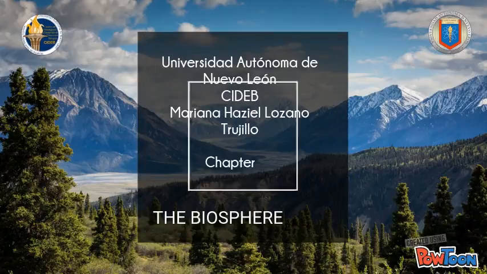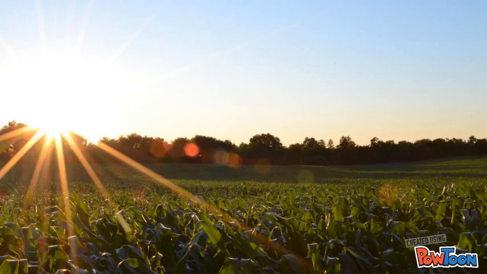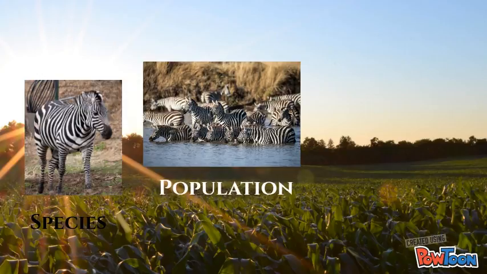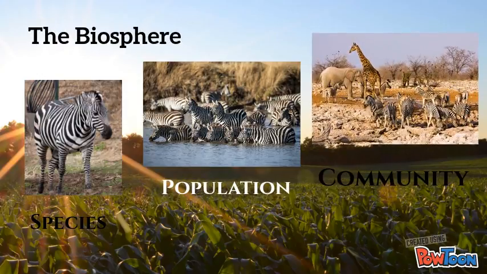Studying our living planet. To know what is a biosphere, we need to go step by step. A species is a group of similar organisms that can breed and produce fertile offspring. Then a population is a group of individuals of a species. Now, a community is an assemblage of different populations.